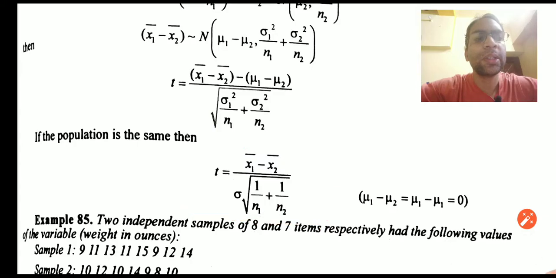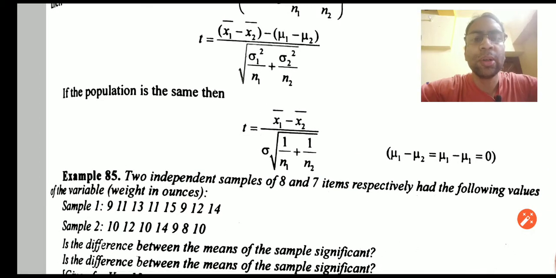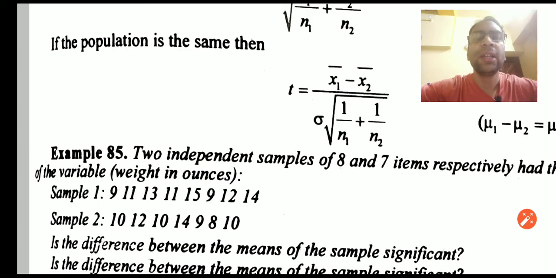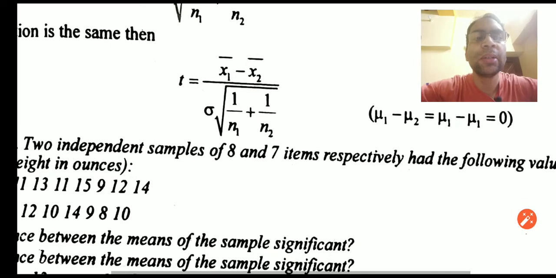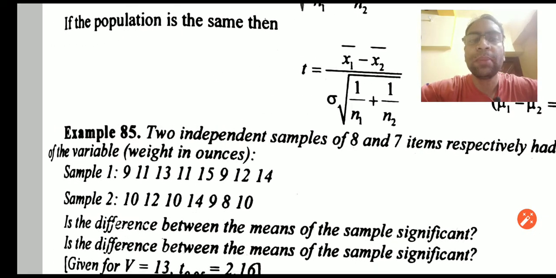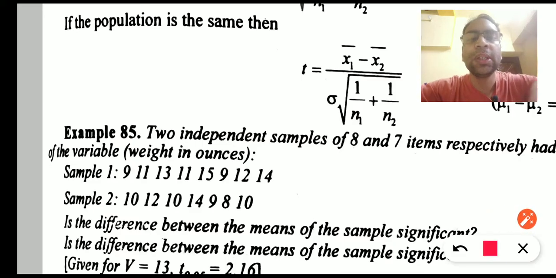So let's see this with the help of a question. Let's see the question, example number 85. The two independent samples of 8 and 7 items respectively had the following values. So sample 1 has 8 items, and sample 2 has 7 values. These are the observations for sample 1 and these are the observations for sample 2.